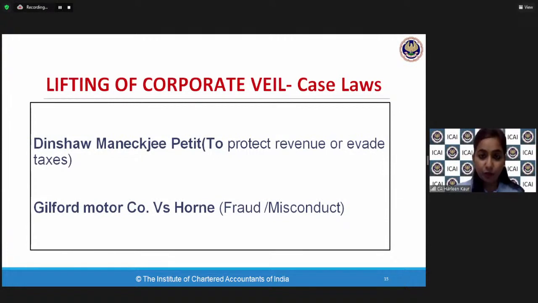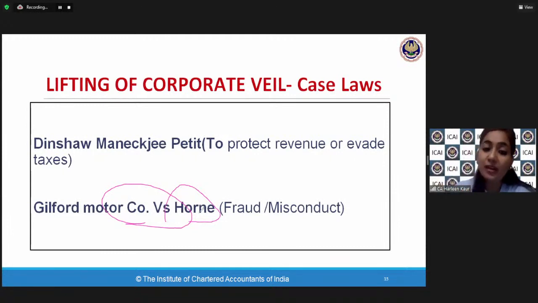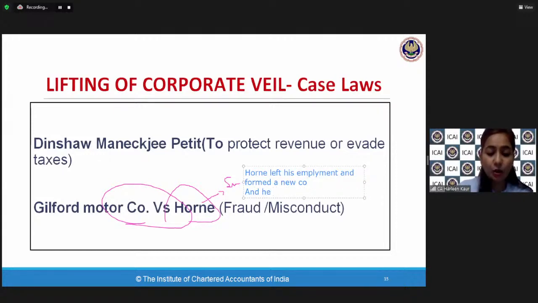So what happened in this Guilford Motor Company case was that there was an employee, Mr. Honda. Mr. Honda was employed with a company and he was having very good relationships in his employment. So when he resigned, when he left his company, he signed a contract with that company. Let me again write it down because then it becomes easier for you. So Mr. Honda left his employment and formed a new company. And he signed a contract with his employer that he will not solicit. What is the meaning of solicit? That he will not attract the customers of the employer company.